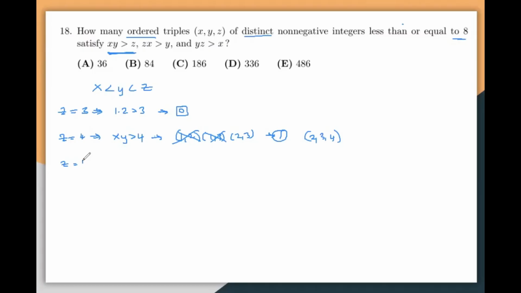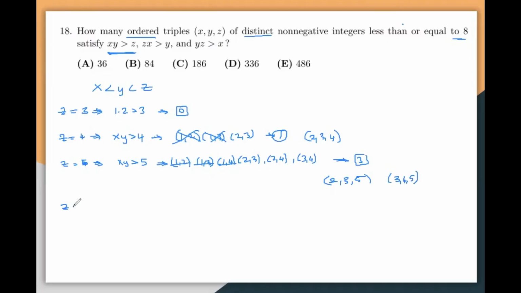Okay, and if I choose z is 5, then xy will be larger than 5. There are not many options, so we can list that as well. We can have 1, 2, and 1, 3, 1, 4, and then 2, 3, 2, 4, and then 3, 4. The product has to be bigger than 5, so that doesn't work, that doesn't work, that doesn't work, but the other 3 do work. So it looks like we have 3 from here. Again, we can list if you want to: 2, 4, 5 is one triple, 3, 4, 5 is another triple, and 2, 3, 5.